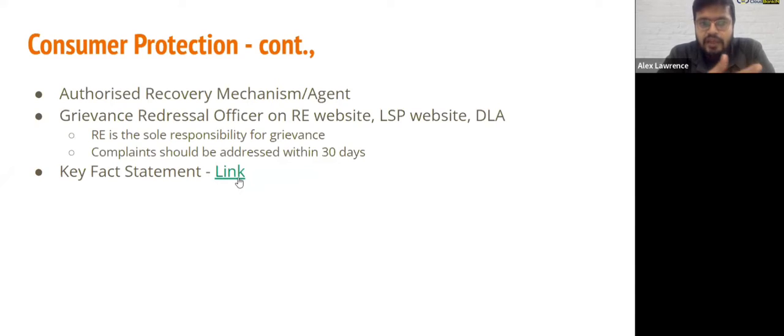And for the grievance redressal officer, again, they have specifically mentioned that the officer details have to be on the regulated entity website, or the loan service provider website. So it has to be explicitly there, so that the customer should be able to apply for the grievance. At the end of the day, the regulated entity is solely responsible for any grievance, any issues. The RE has to take the responsibility. Otherwise, if there is no resolution provided within 30 days, we have to provide a link for the customer to file a complaint against the regulated entity, which is the NBFC or the bank here. So after 30 days, they can file a complaint against the regulated entity. That is mandatory as per the new regulation.